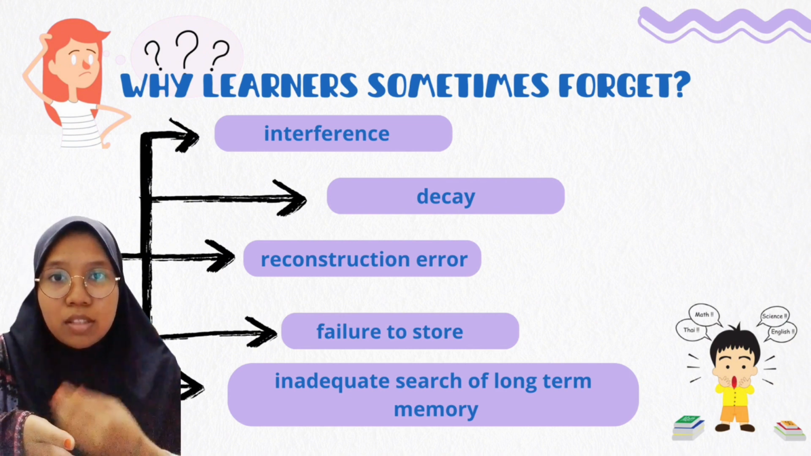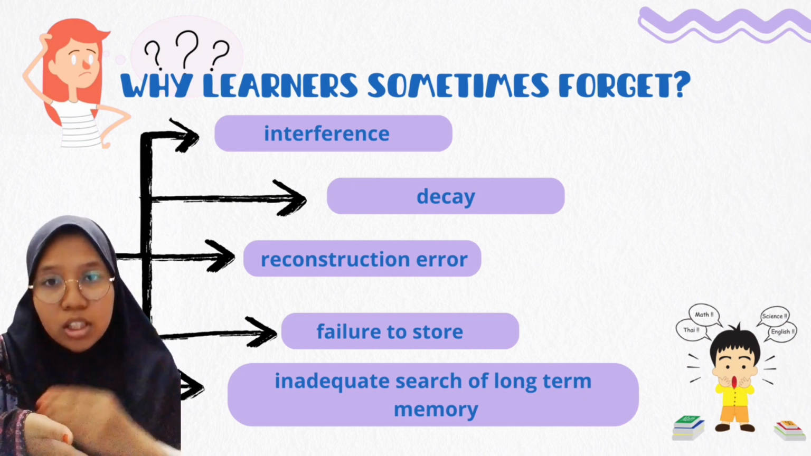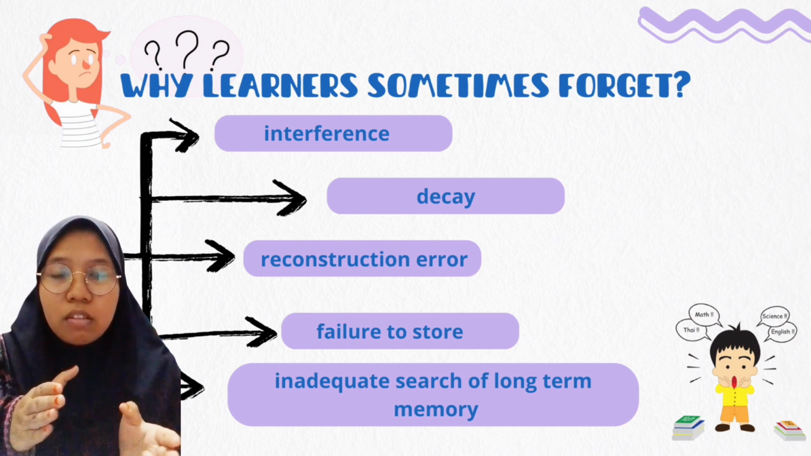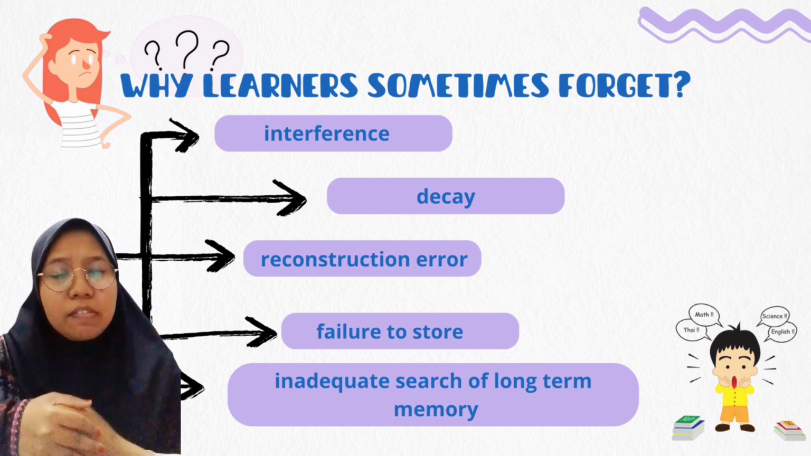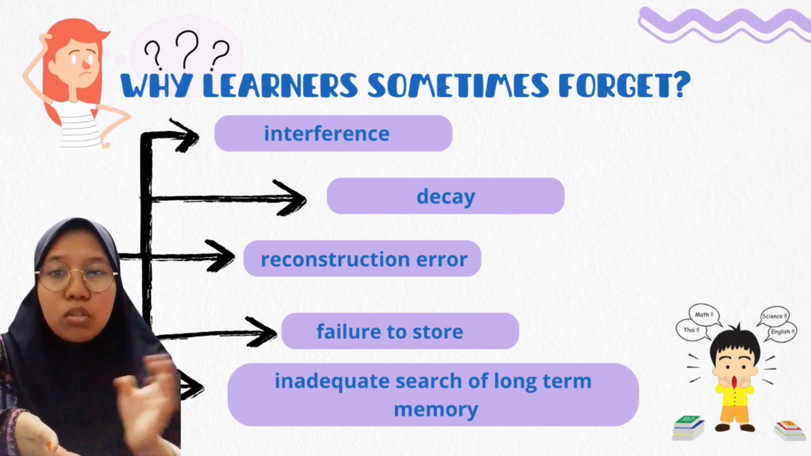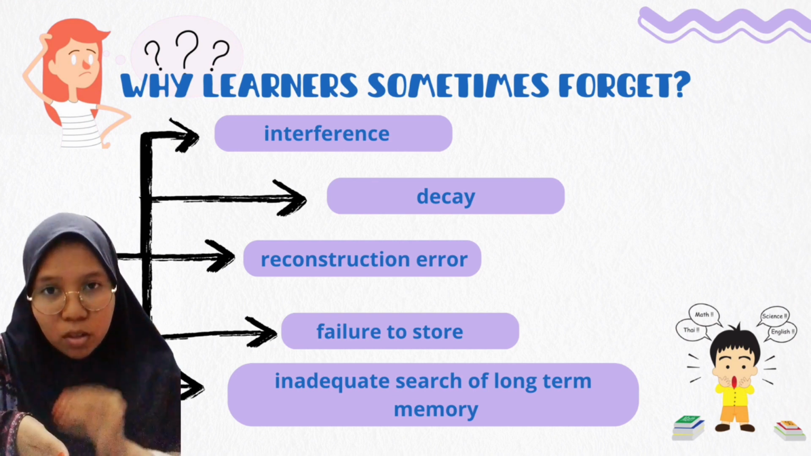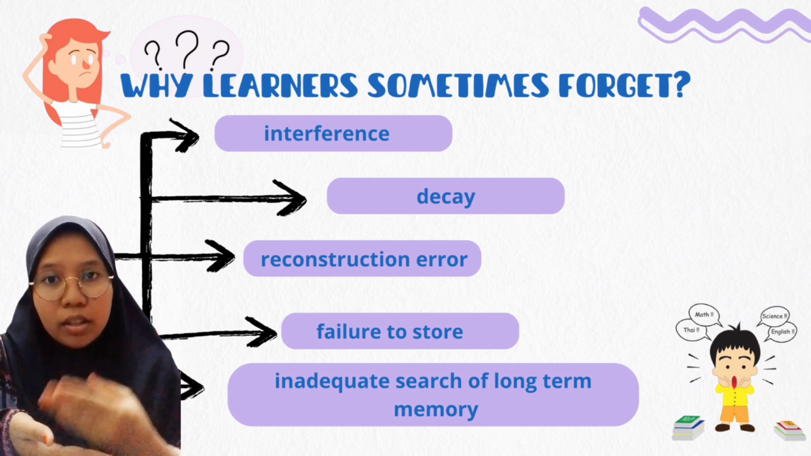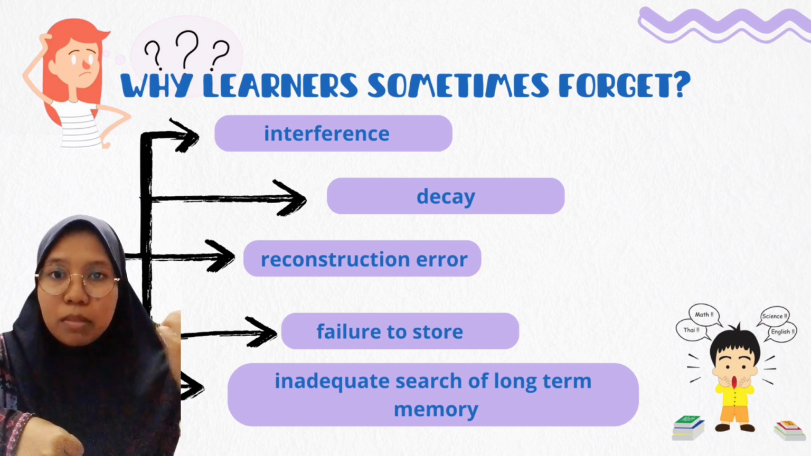The third one is reconstruction error. In the context of memory, it refers to inaccuracies or distortions that can occur during the process of retrieving and reconstructing stored information. The fourth one is failure to store. Failure to store is failing to create associations or links between new information and existing information. And the last one is inadequate encoding. If the information is not encoded effectively during the learning process, it may not be stored in memory properly.